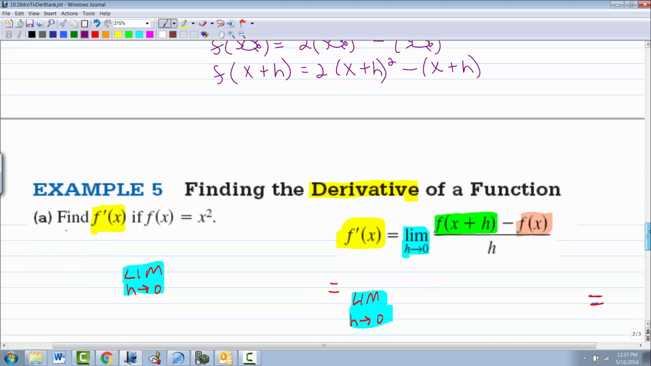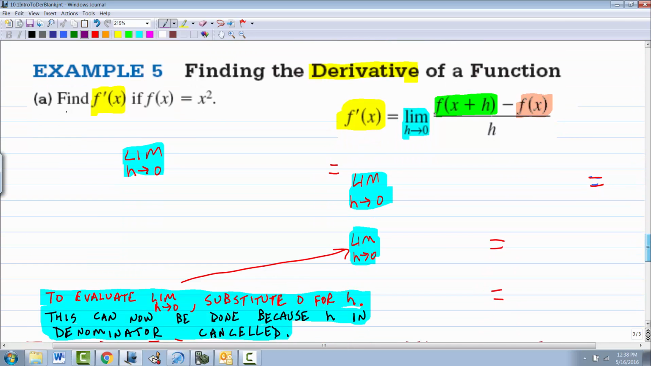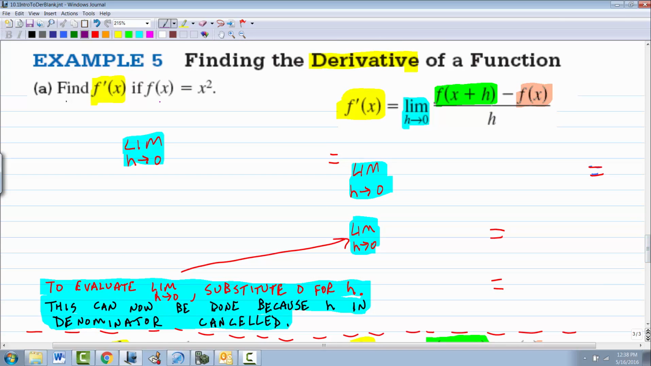Okay, so here we're going to find the first derivative of f of x. That's what this means. How do we do that? This is the first derivative formula, which actually just comes from a slope formula that I just derived with that secant line turning into a tangent line.